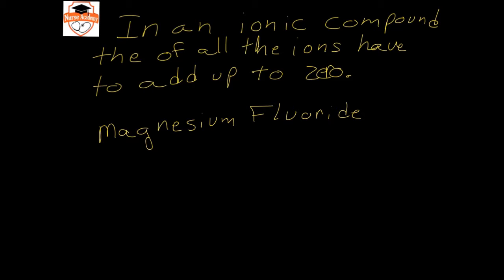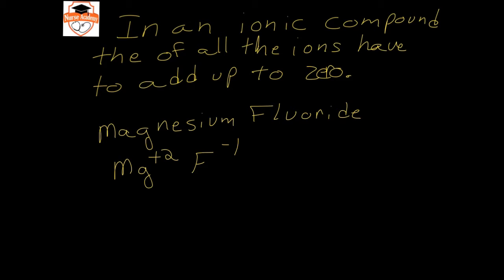Magnesium, if we look at our periodic table, has a +2 charge. And fluoride, if we look at our periodic table, has a -1 charge. And if you don't remember how to determine the charges, you can go back to the periodic table review video, and it will show you how to determine what the charges of these elements are by looking at the periodic table.